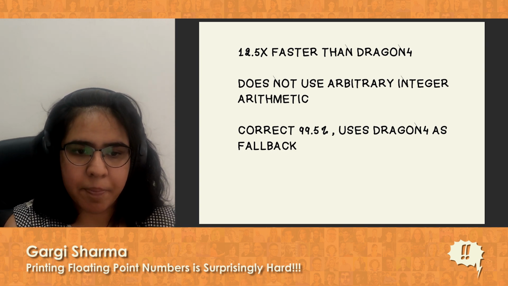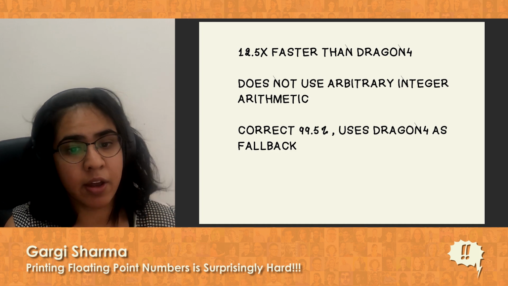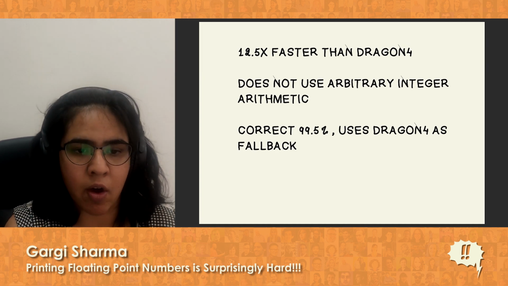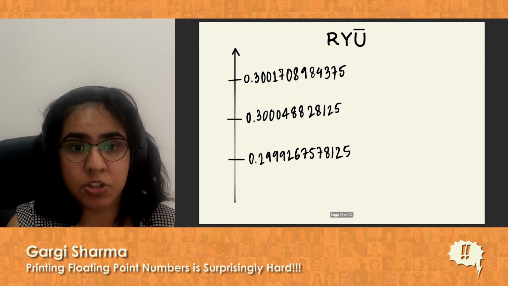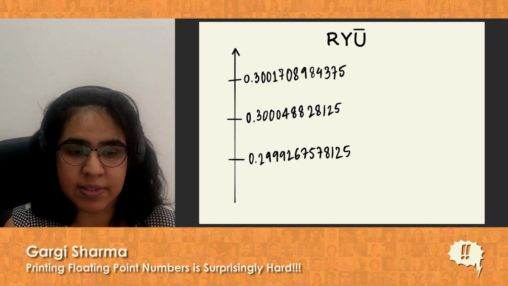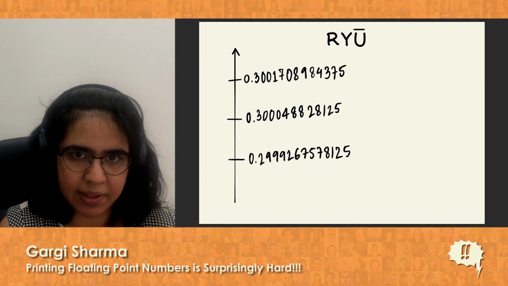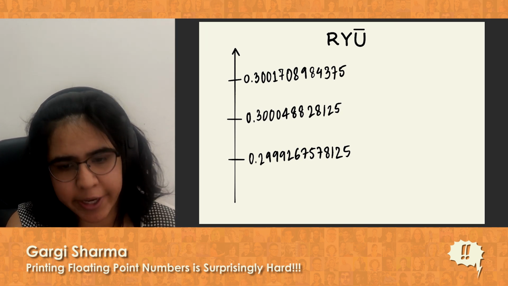and then you have a wider approximation that's outside this range of a and b. But there's an uncovered interval, and if the narrow approximation and wide approximation match, then we found the shortest number in this range. But if the shortest number lies in this uncovered interval, then we cannot guarantee that we found the correct number, and we will fall back to Dragon 4.